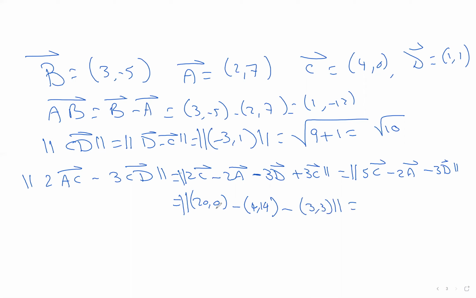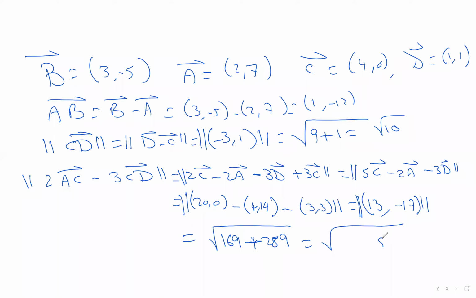And you can find the resultant. 20 minus 4, 16 minus 3 is 13. And negative 14 minus 3 is negative 17. And its norm will be 169 plus 289. 17 times 17, 7 times 7, 49, 7 plus 7, 14, 4, 2 is right. 9 plus 9, 18, and the result is 458.